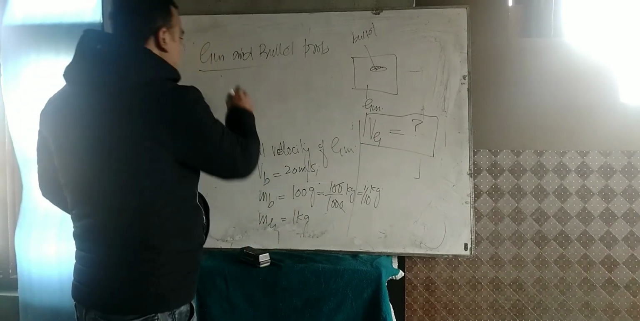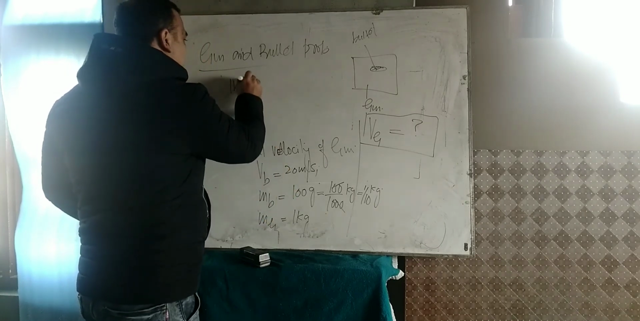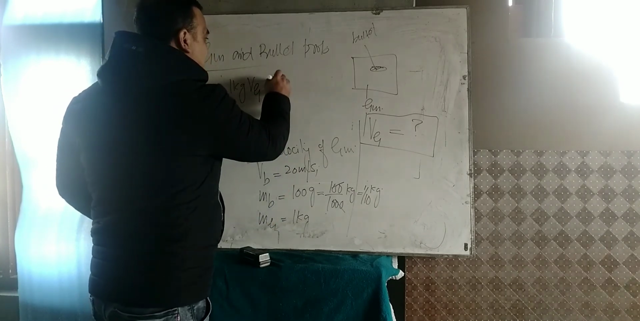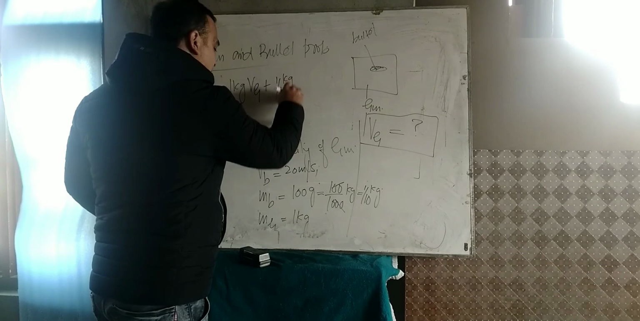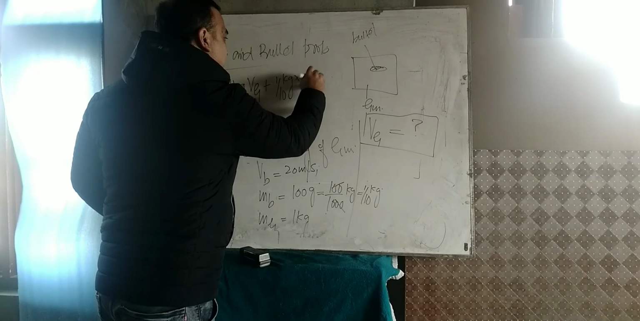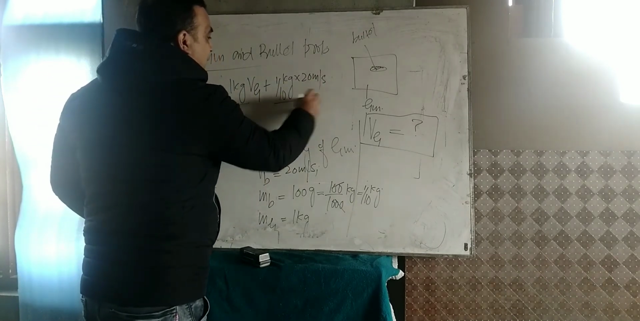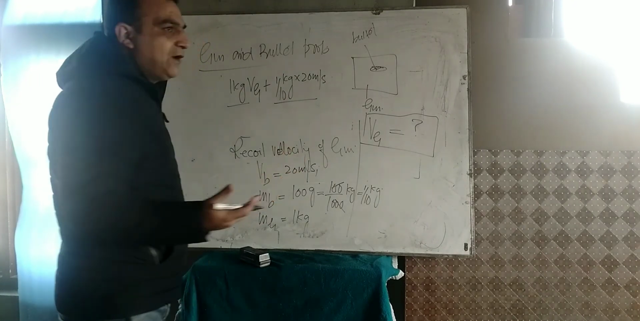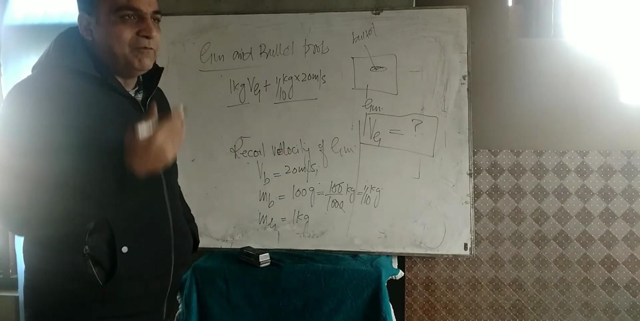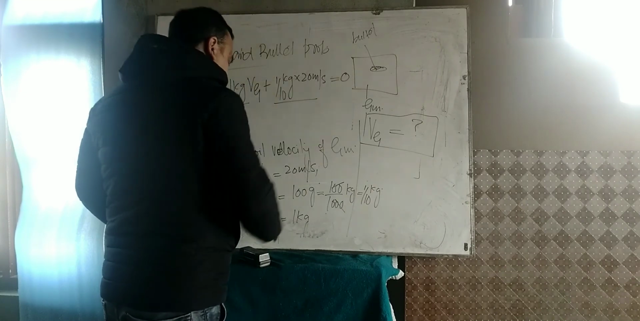So, what is the mass of the gun? That is 1 kilogram. What is the velocity of the gun? We have to calculate that. Plus, what is the mass of the bullet? That is 1 by 10 kilogram. And what is the velocity of this bullet? That is 20 meter per second. This is the momentum after the bullet is shot. But no external force is acting on the gun and bullet system, so the momentum before the bullet was shot was 0. So this whole thing must be equal to 0.